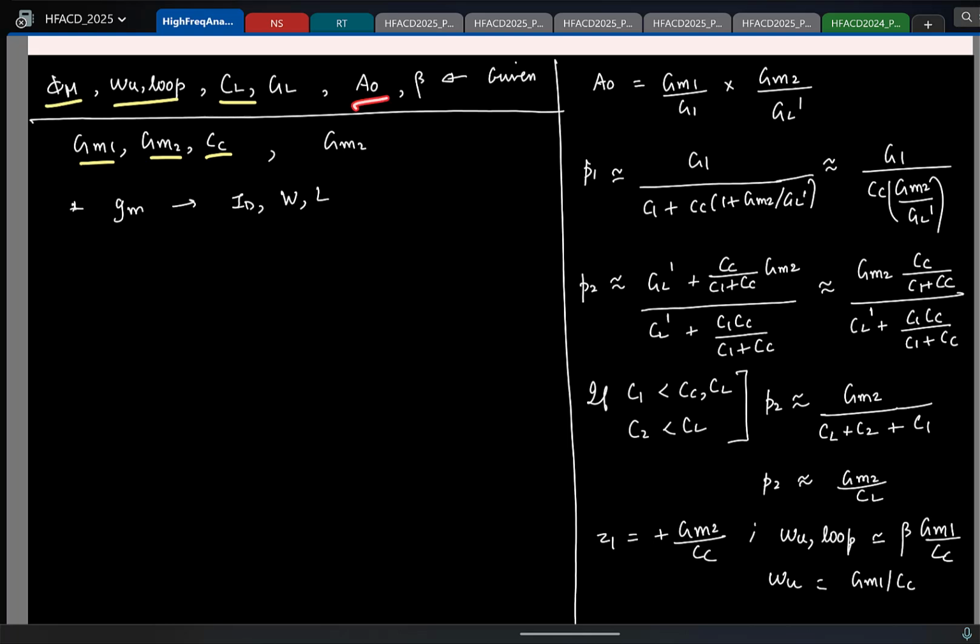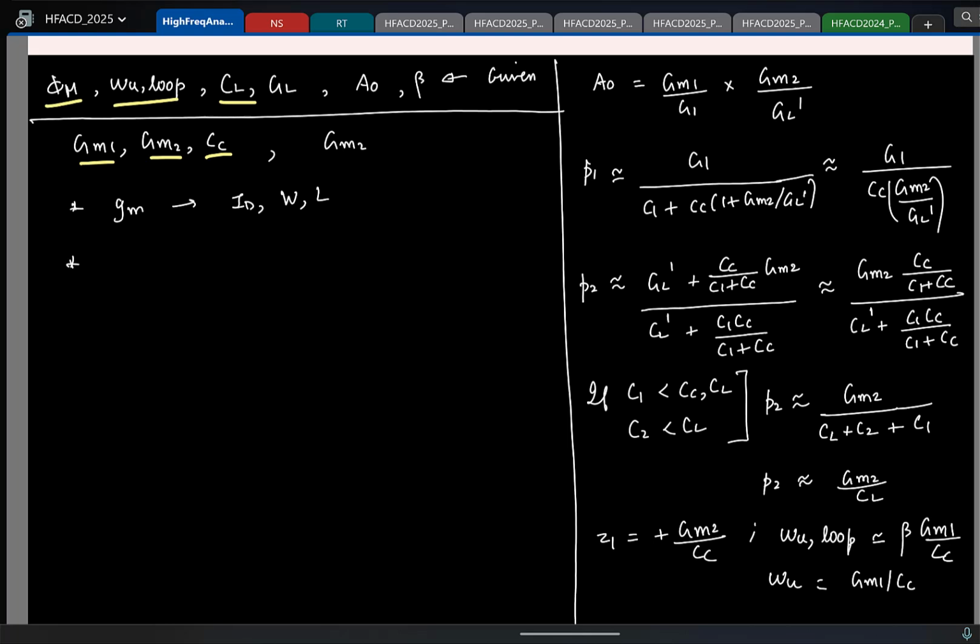What is the DC gain? DC gain is the first stage gain times the second stage gain. Let us say you are given a gain of 1000. Again, you can split the gain between the two stages. So what might be a reasonable gain you can assume for the second stage? Let's say 10, reasonable. So that will tell you the GM by GDS of the transistor, correct?